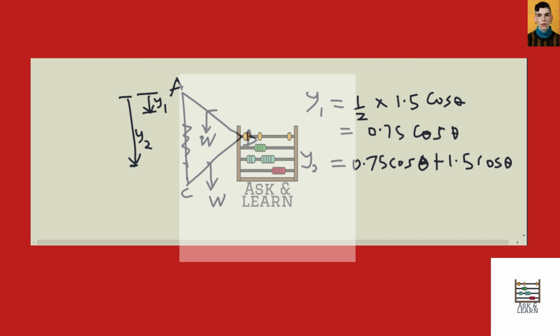Okay, so if we sum this, it's going to give us 2.25 cos theta. Okay, all right. Now we can determine it for the spring.